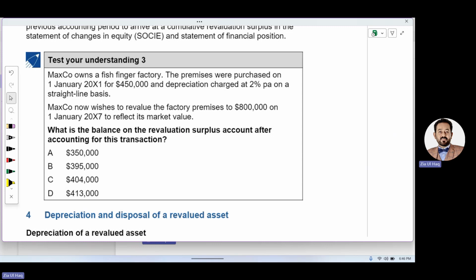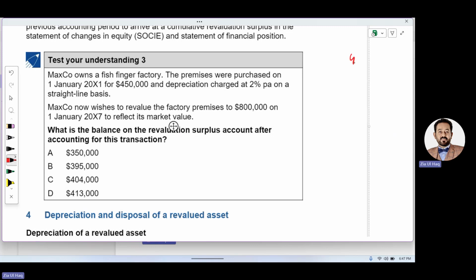So Max company owns a fish finger factory. The premises were purchased on 1st January 20x1 for 450,000 and depreciation is charged at 2% per annum on a straight line basis. So what is the depreciation per annum? 9,000. Max company now wishes to revalue the factory premises to 800,000 on 1st January 20x7.